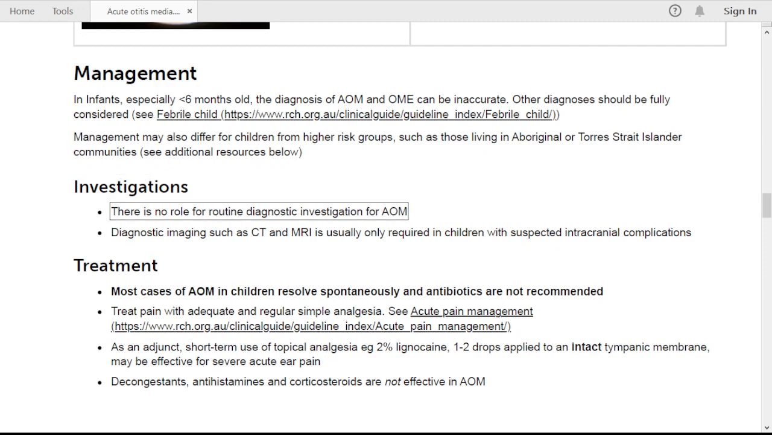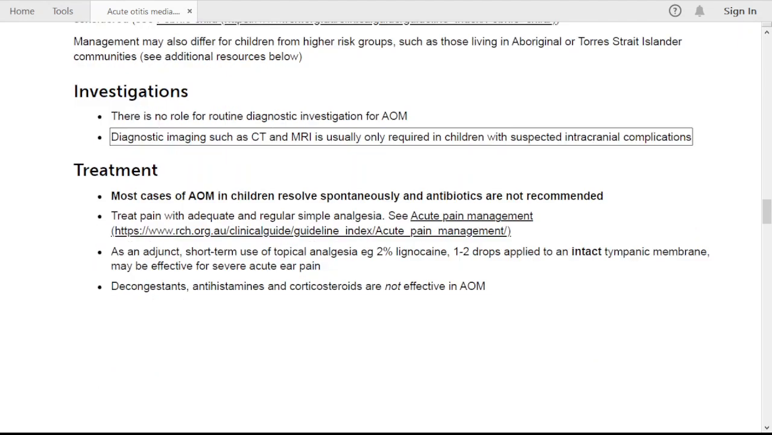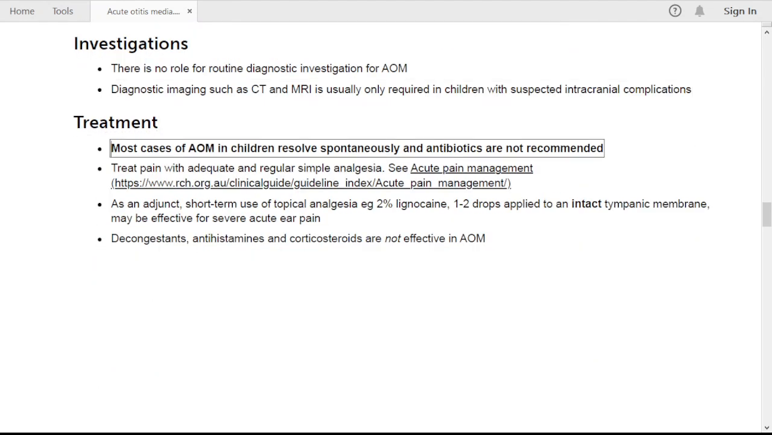Investigations. There is no role for routine diagnostic investigation for AOM. Diagnostic imaging such as CT and MRI is usually only required in children with suspected intracranial complications. Treatment. Most cases of AOM in children resolve spontaneously and antibiotics are not recommended.